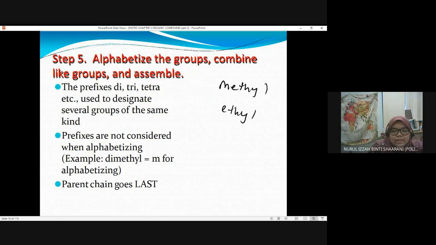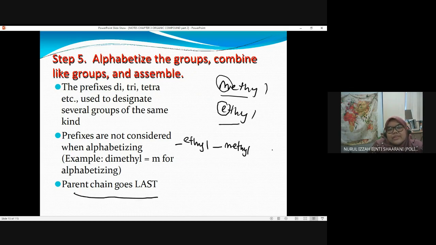Looking here, the alphabetical order we have is M for methyl and E for ethyl. As we know, in the alphabetical order A, B, C, D, E, F, G, E comes first and then M. So in the IUPAC name, ethyl sits in front, with its number, then the number and methyl follows, because it comes after ethyl. Then the parent chain goes last. Only then do you put back your parent chain, pentane for example. It sits at the very back.